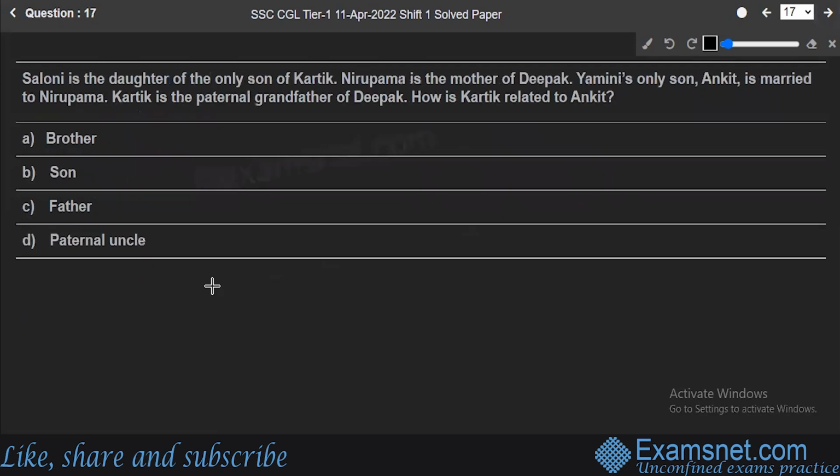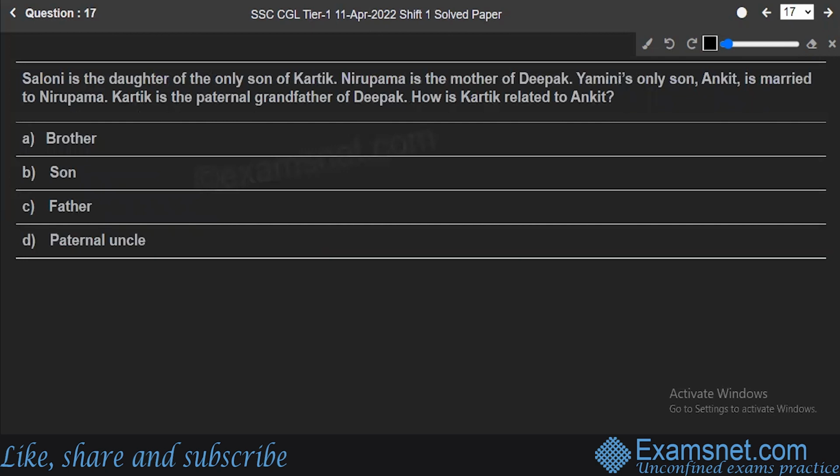Next is question number 17. Saloni is daughter of the only son of Karthik. Nirupama is the daughter of Deepak. Yamini is only son. Ankit is married to Nirupama. Karthik is paternal grandfather of Deepak. How is Karthik related to Ankit? See, we'll be following this.